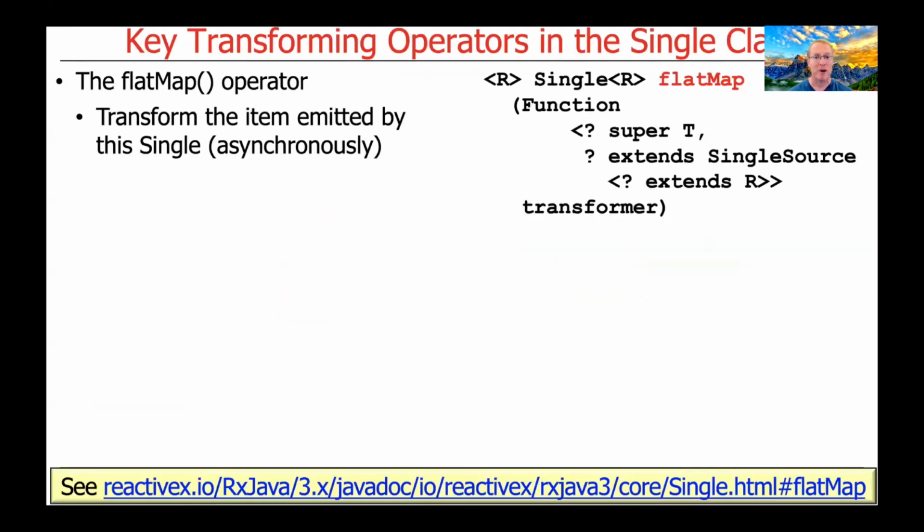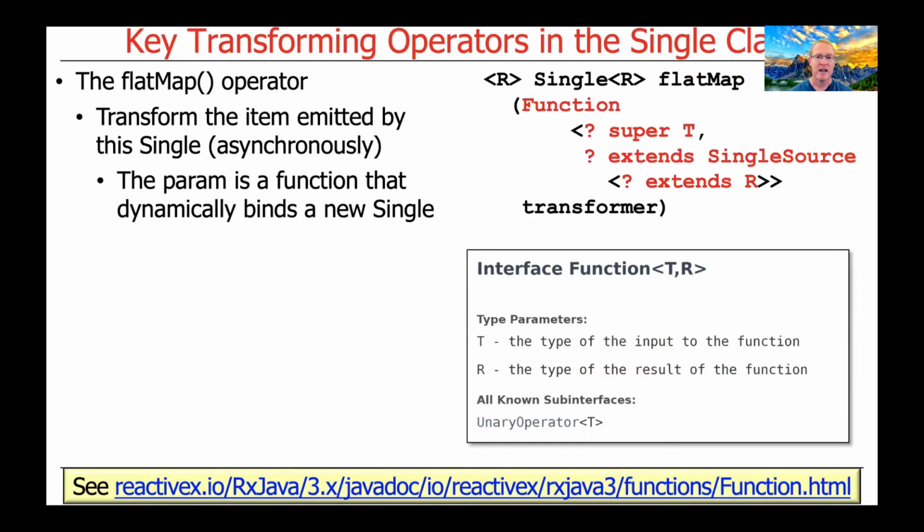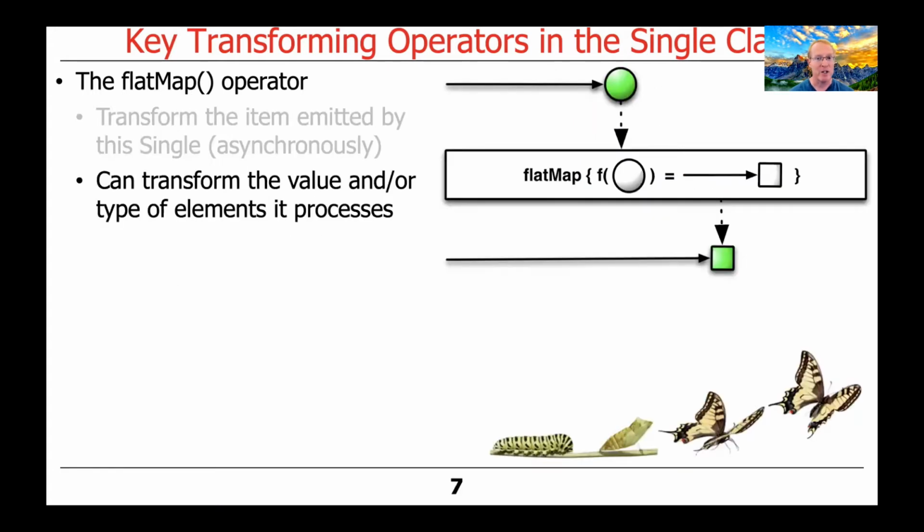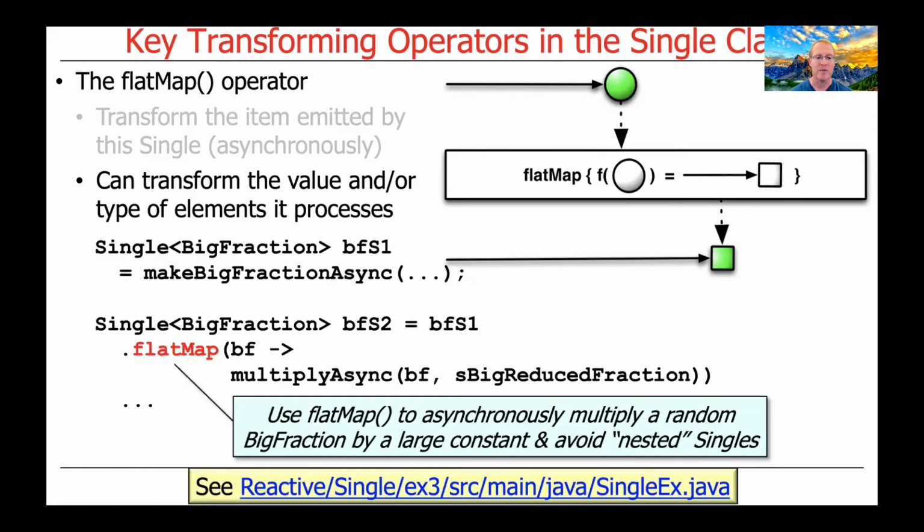The flatMap operator can be used to transform the item that's emitted by a Single. Typically, this is done asynchronously, though it doesn't have to be. The parameter that's passed is a function that's dynamically bound to the new Single, and it returns the value that's emitted by the new Single. As I mentioned earlier, you can use flatMap to transform the value by itself, the type by itself, or both the value and the type. So it's a very powerful, very flexible operator.